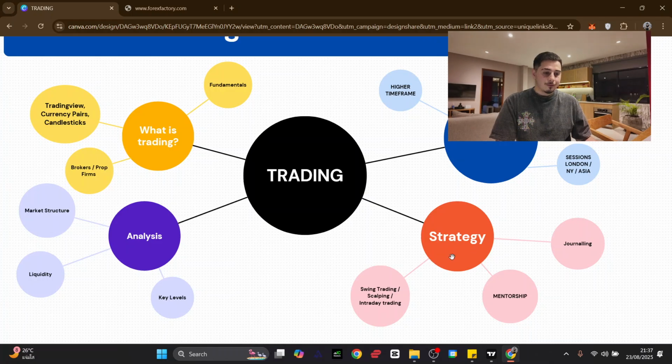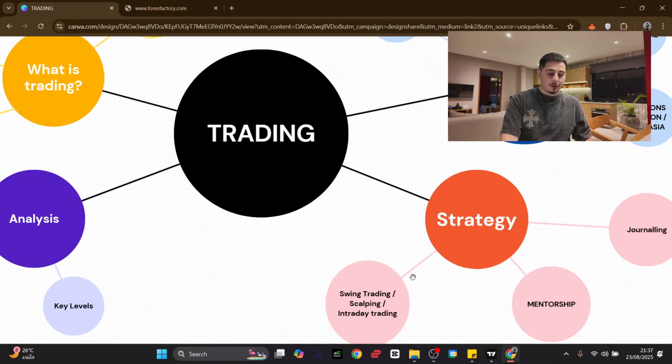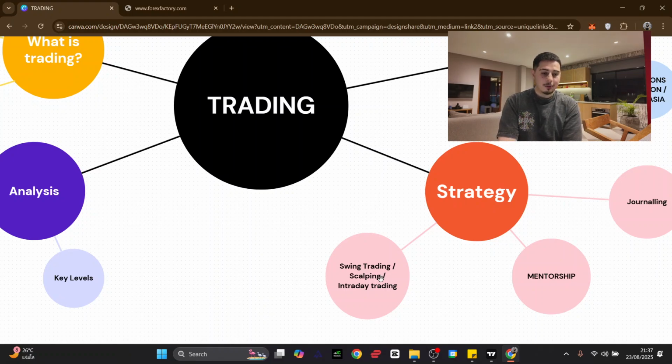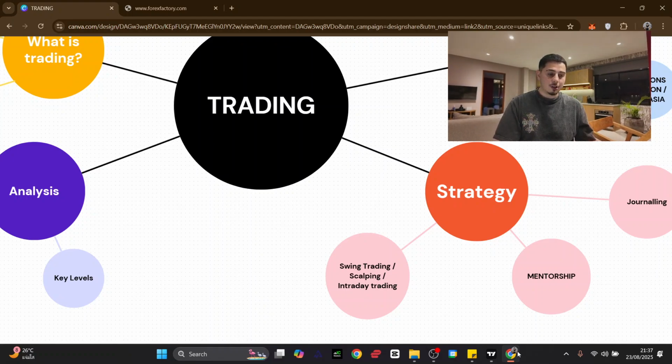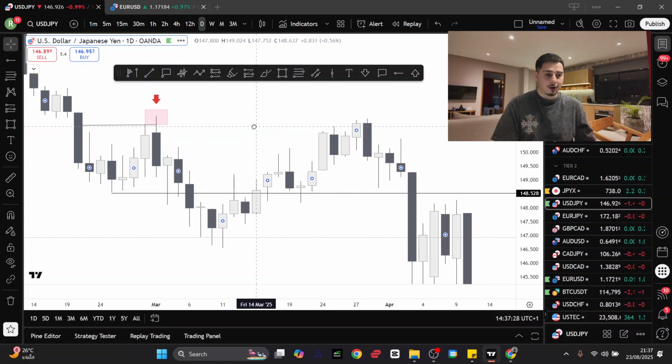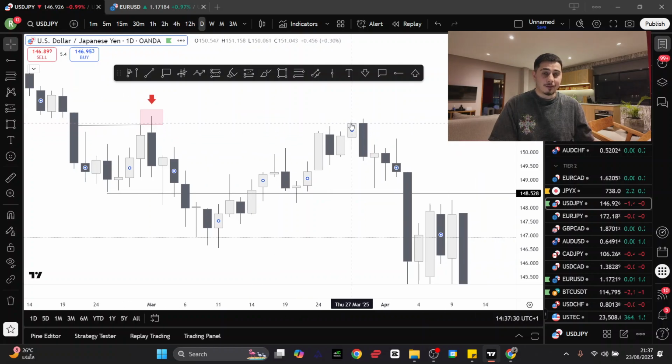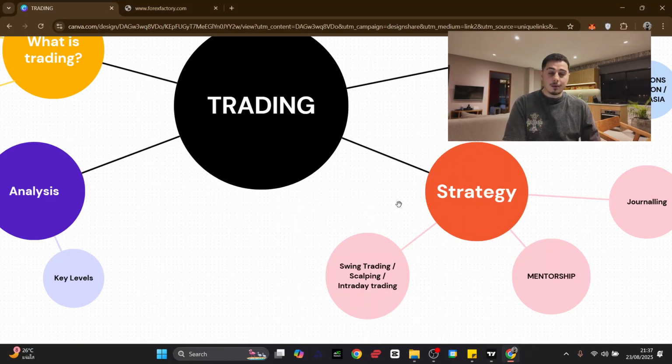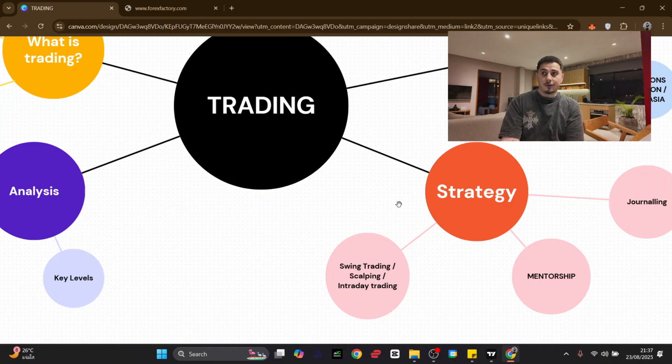The strategy. Do you want to become a swing trader, a scalper, or an intraday trader? Swing trading means that you're taking a position on probably the higher time frame, such as the 4 hour, and holding it for maybe days, weeks, or months. If you're working a full-time job, maybe some sort of a 9 to 5, learning trading, it might be better for you to learn that. Obviously, it's slower to learn because you've got less trades to take, so less data to learn from.